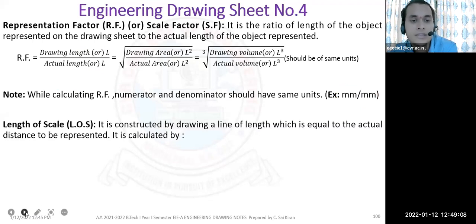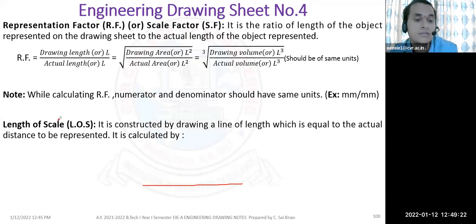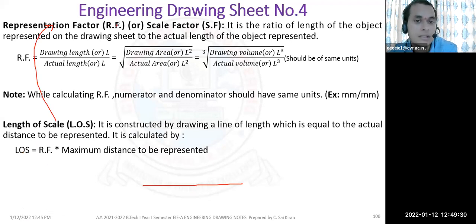Next you have to find out LOS. LOS is nothing but length of scale. Suppose I want to represent 10 meters; how much I am drawing here is what we have to calculate as the length of scale. This length of scale you can calculate only by the RF value. Length of scale equals RF, the representative factor or scale factor, multiplied by the distance to be represented.